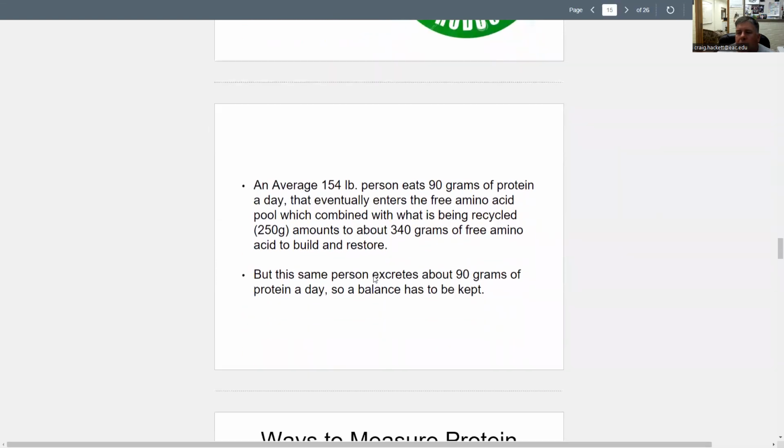When that occurs, we can actually measure that, and we'll go through some ways that we're going to measure it here in a second. But basically what happens is we recycle about 250 grams. If you're an average of about 150 pounds or so, you're recycling about 250 grams of protein a day. Your typical requirement for that weight and just normal exercise is about 340 grams. So with that recycled protein, we're only short about 90.